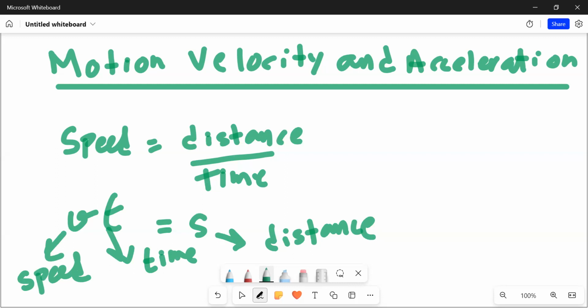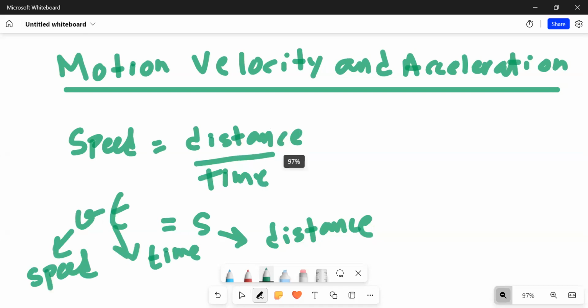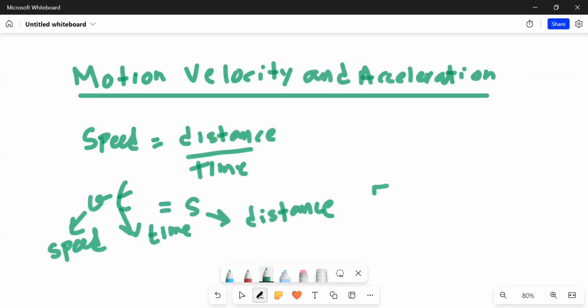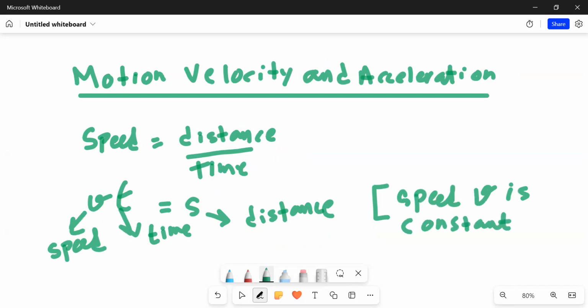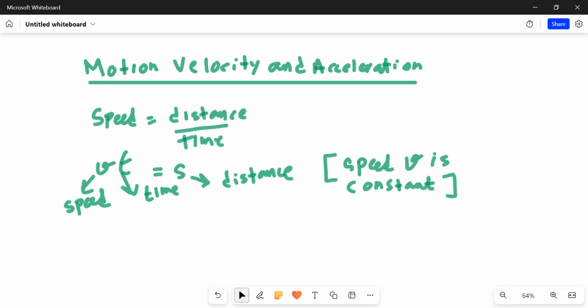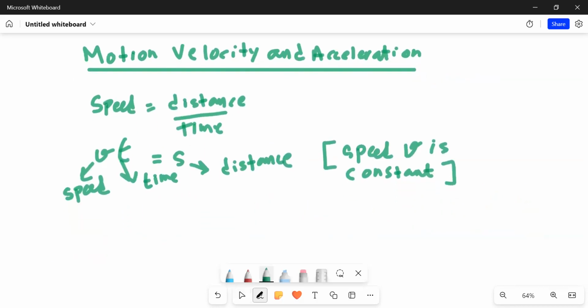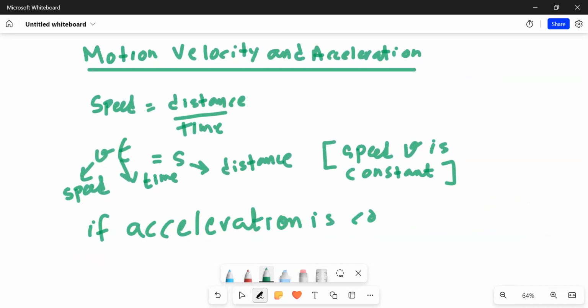Now this formula, S equals VT, or speed is equal to distance over time, is used when the speed is constant. Speed V is constant. Only then this formula is used. If the speed is not constant and instead the acceleration is constant, then you use the following formulas.